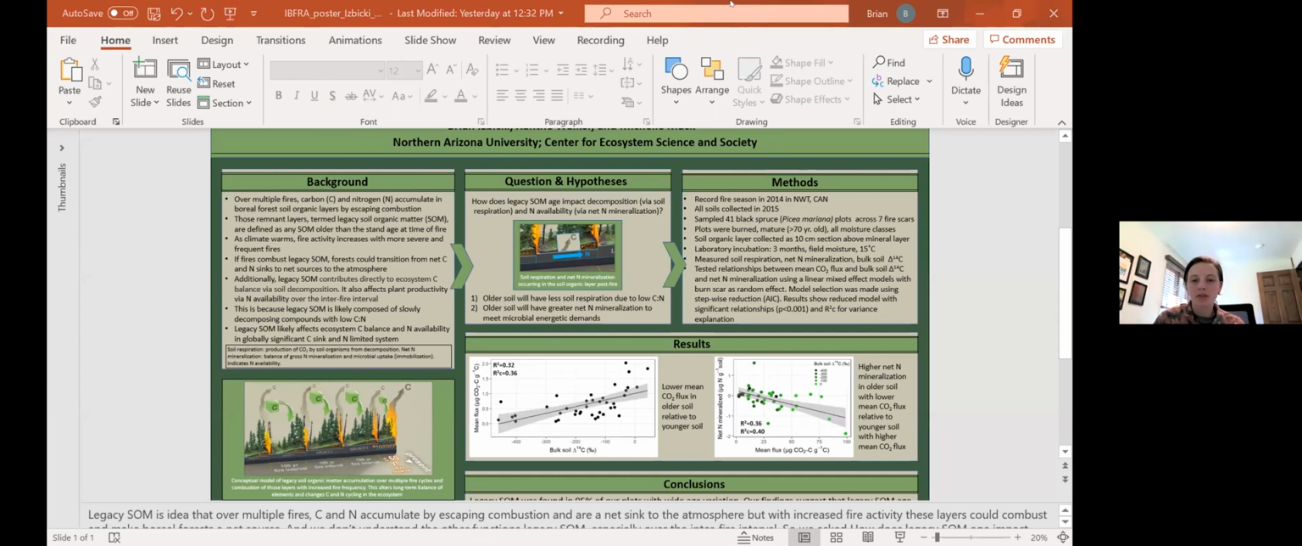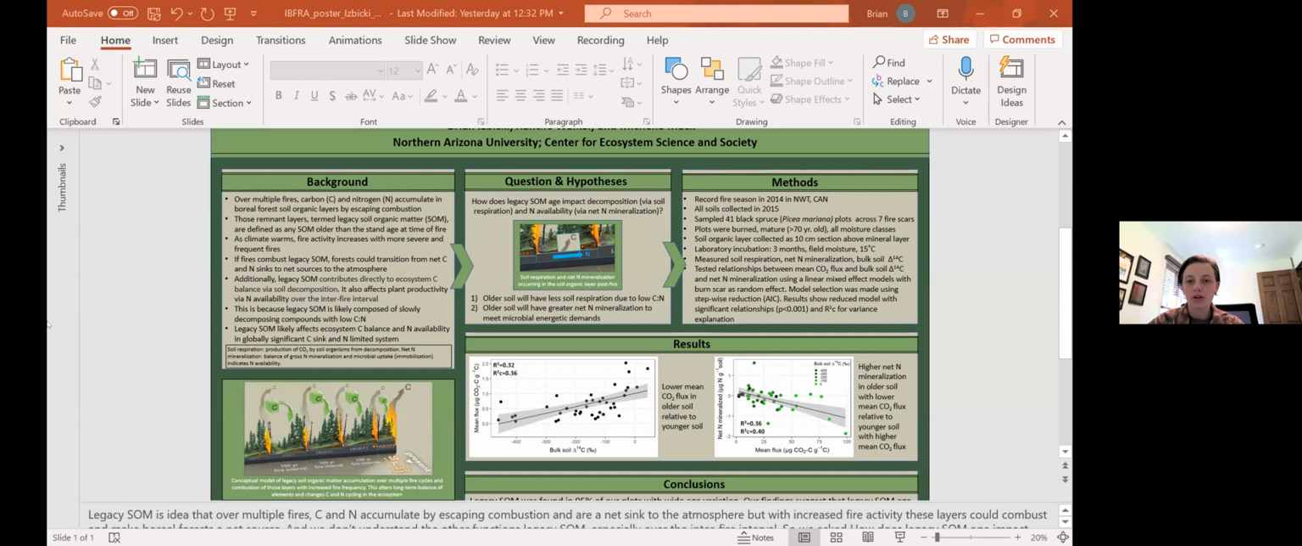Did you look at all into how soil moisture is affecting the accumulation of legacy carbon? Because I would imagine that could be playing a role in the potential combustion of legacy carbon. I know you collected across a variety of plots. Yeah, so we collected across all the soil moisture classes that weren't completely combusted. And actually soil moisture didn't impact soil respiration or nitrogen mineralization. The severity does impact the initial combustion when the fire is moving through the forest, but it didn't impact what we were measuring here.